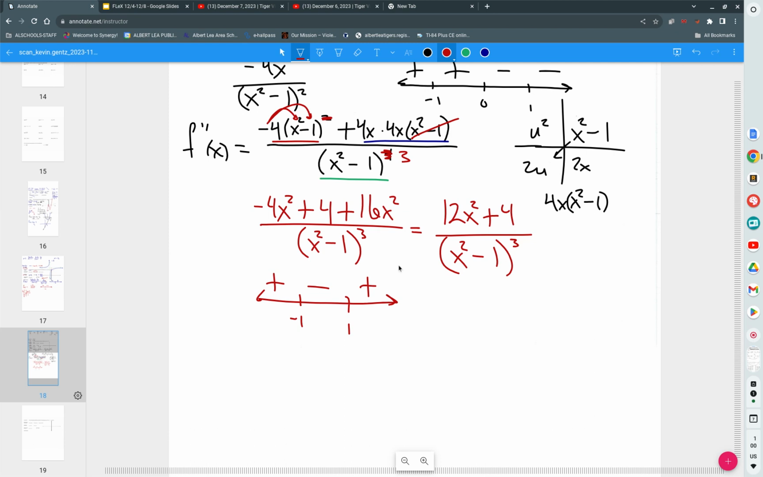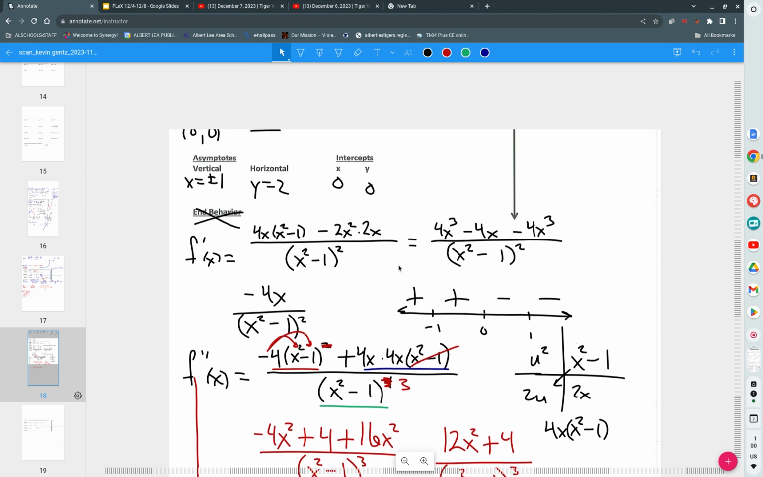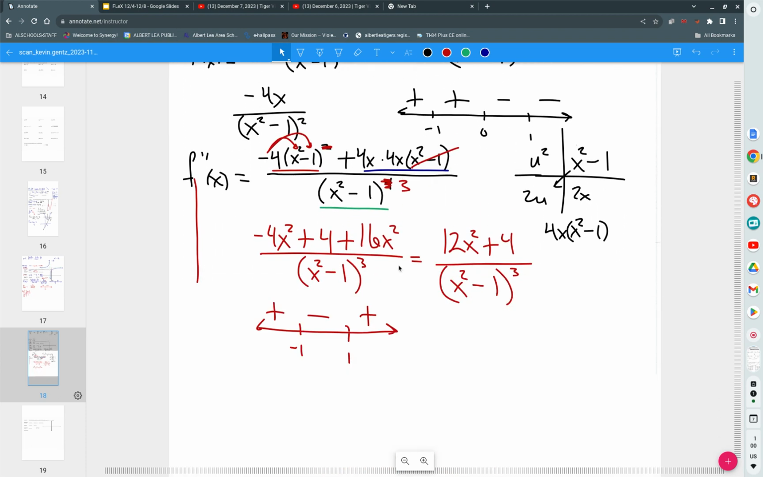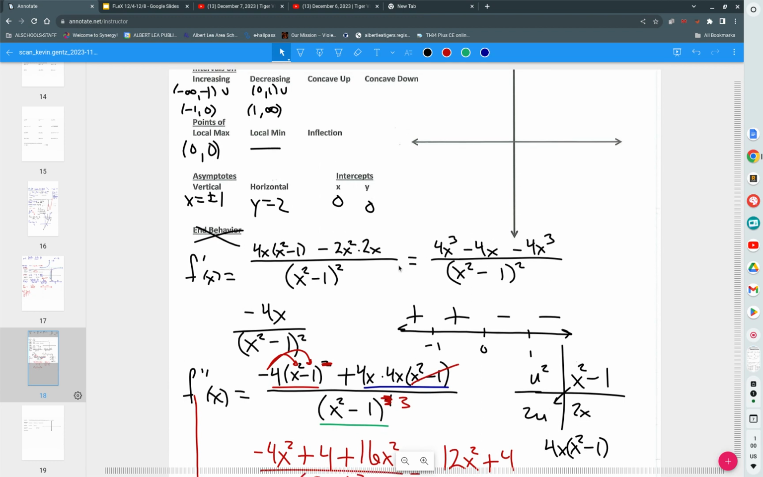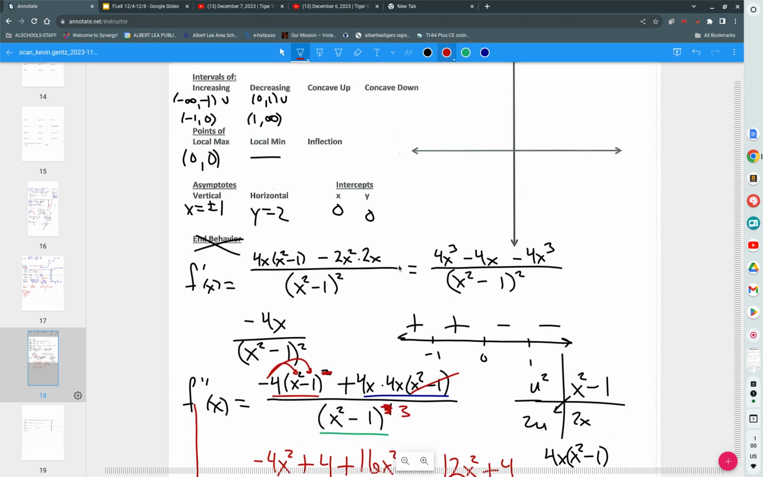All right, let's sketch the graph and be done. What we know about this is that it has no inflection because although it changes sign at -1 and 1, those are not part of the domain. So inflection is gone, but concave up is going to be from -infinity to -1, union 1 to infinity, and it's concave down from -1 to 1.